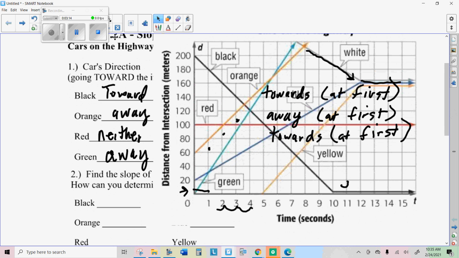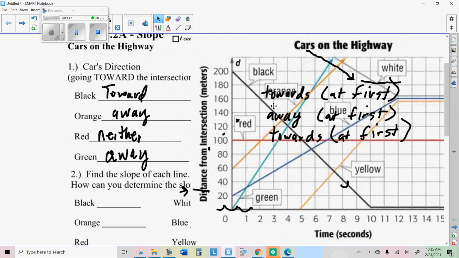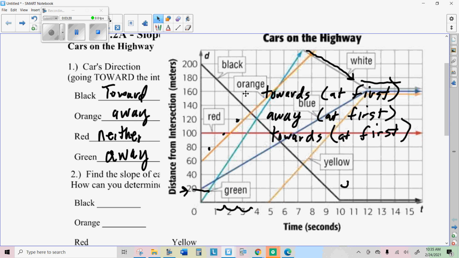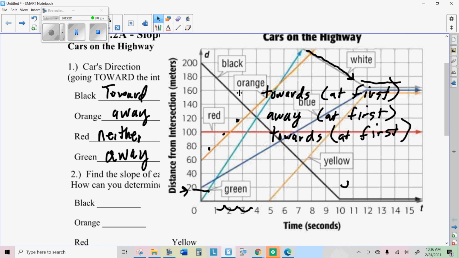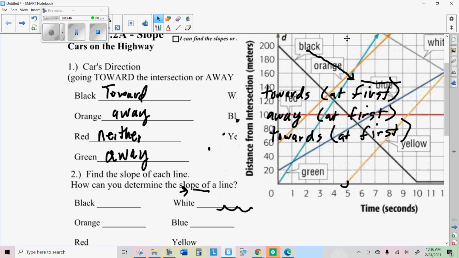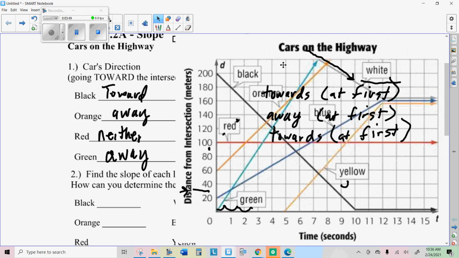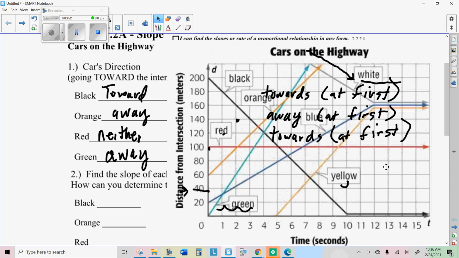All right. Now, we're going to talk about the slope. If it's going towards the intersection, then those lines where the distance is getting less and less, like the black line, those are going to be negative, decreasing relationships, negative correlations. So that means that we're going to write those slopes as negative. If it's going away from the intersection, we're going to write those slopes as positive because that's an increasing situation. All right. So the black line, and here's how you're going to find it. I'll do a couple with you and then I'll let you do it.